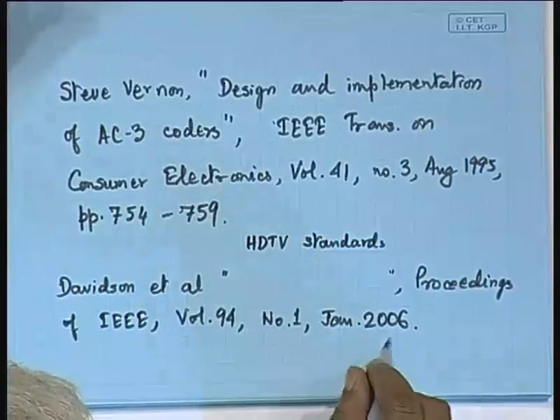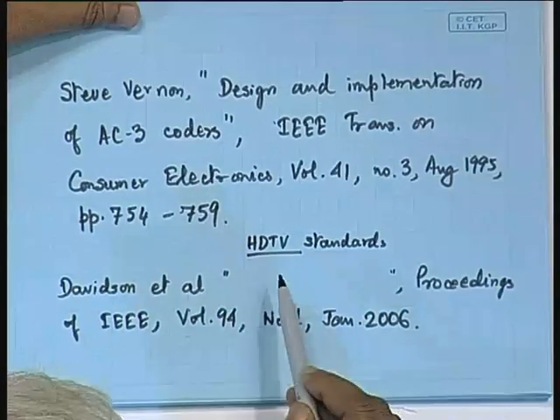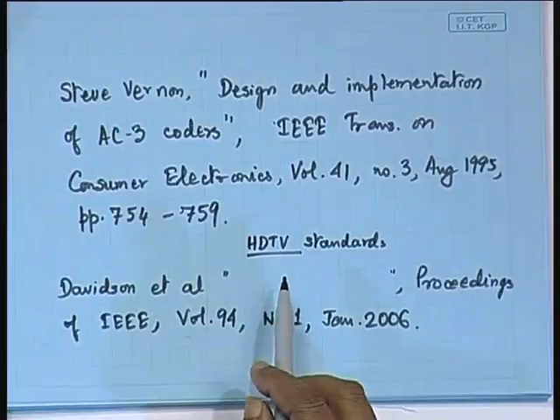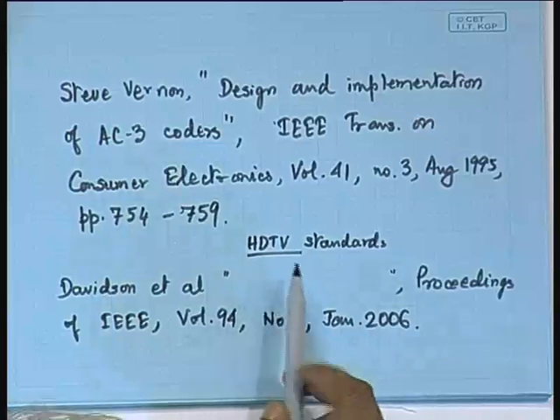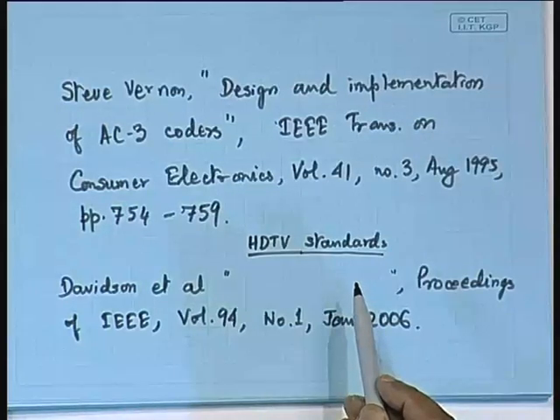And in this, Davidson et al. not only covered the video standard for HDTV, which, as I mentioned, is MPEG-2, but also they covered the AC3, which is the audio coding standard that has been followed in HDTV. So, this gives almost similar kind of details, maybe with a few more examples, etcetera, that you can go through. So, I would advise that you go through both these papers to get a better feel of the AC3 coders.